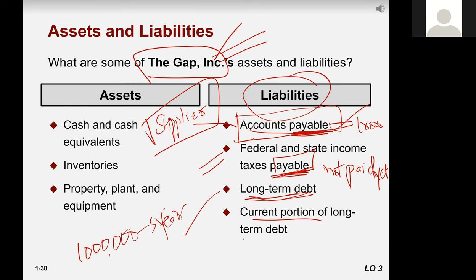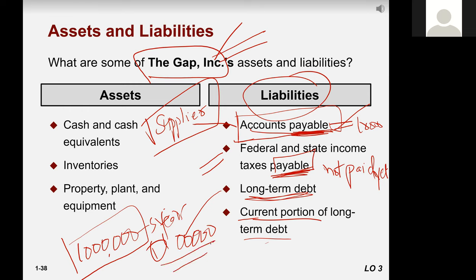And what is current portion of long-term debt? Every year, how you are going to retire this loan, how you are going to pay back this loan, $100,000 every year. So on year one, it will become current portion of long-term debt. If you pay $100,000, the rest of the, sorry, $200,000.